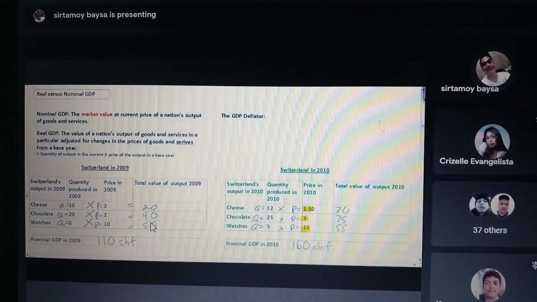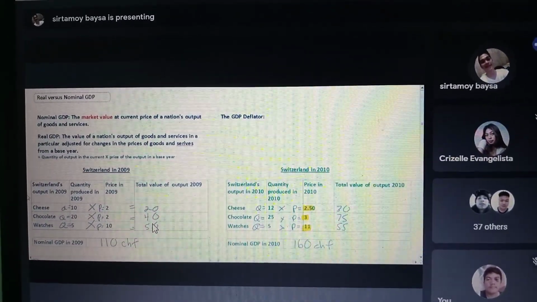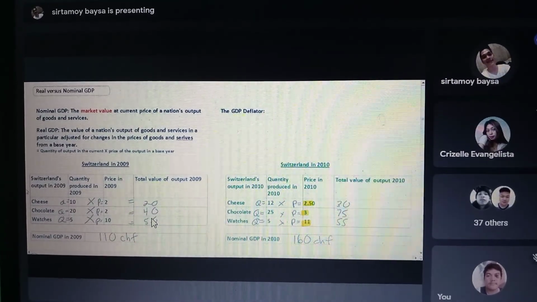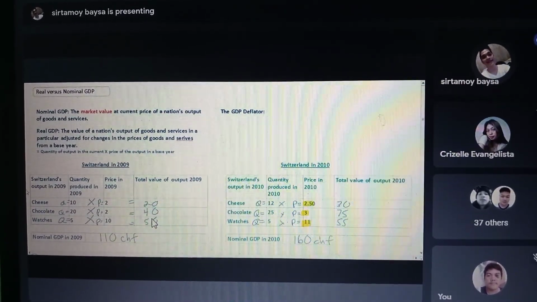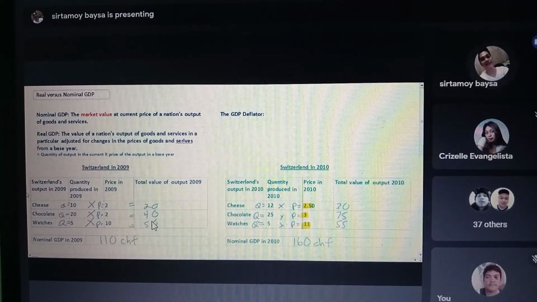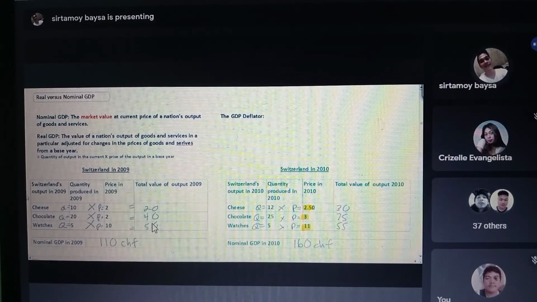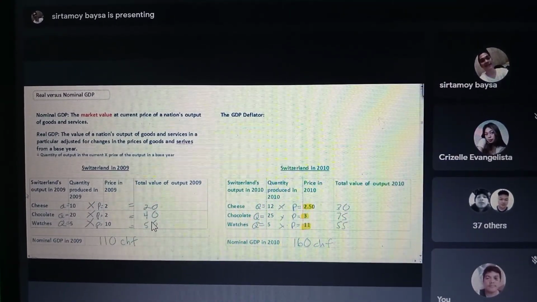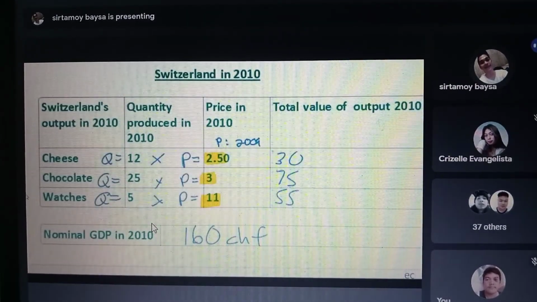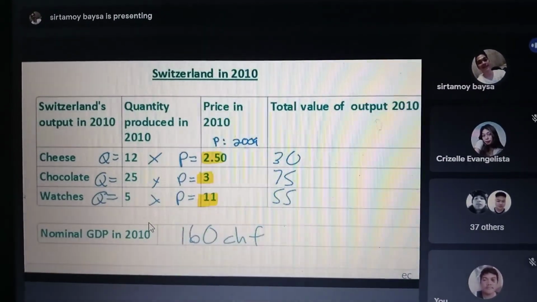So what we must do in our table here on the right is determine what the prices were for cheese, chocolate, and watches in the base year, which we will use 2009 for our base year. And then we can multiply Switzerland's output of those goods times the price that they would have been in the base year to give us a more accurate indicator of Switzerland's real output of the three goods in 2010. So I'm going to plug the prices in from our table on the left into our table on the right. So in fact, if we use 2009 prices, we have lower prices for all three goods since there was inflation between 2009 and 2010.